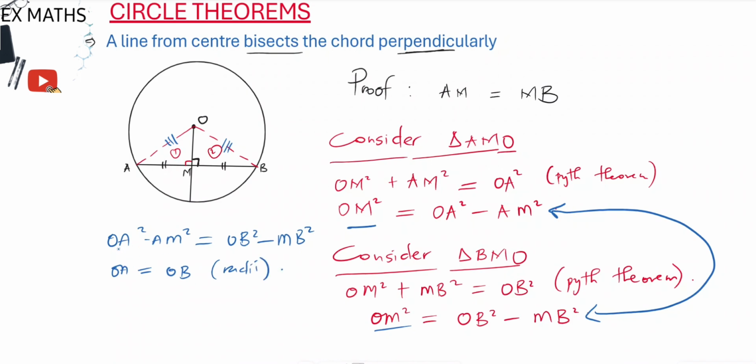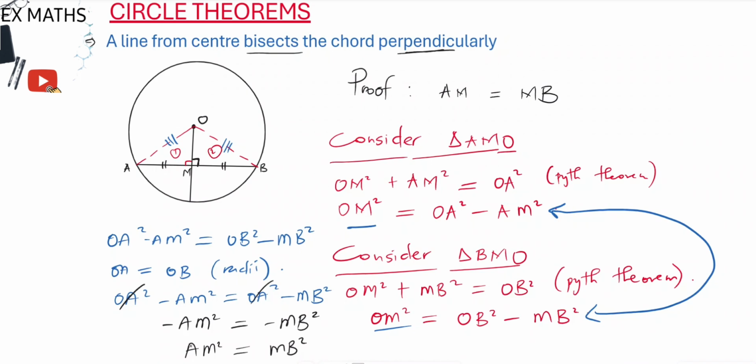Then meaning we can eliminate one of the two. It's either OA or OB. So let me eliminate OB. That means OA squared minus AM squared is equal to, instead of writing OB, I'm going to say OA squared minus MB squared. Then after that, OA squared minus OA squared will give us a 0. They will cancel out. It will be left with negative AM squared is equal to negative MB squared. By dividing with the negative both sides, we'll get AM squared is equal to MB squared.